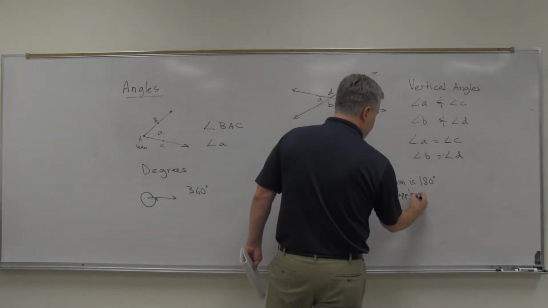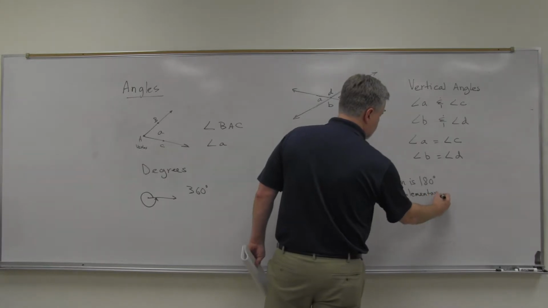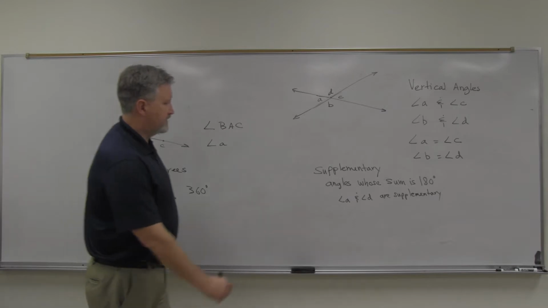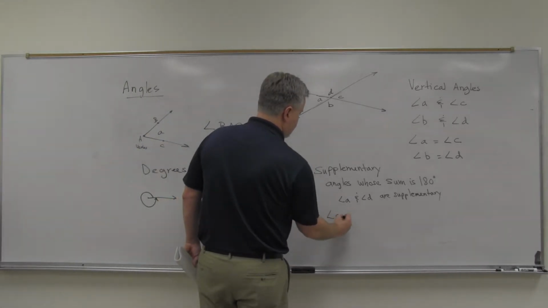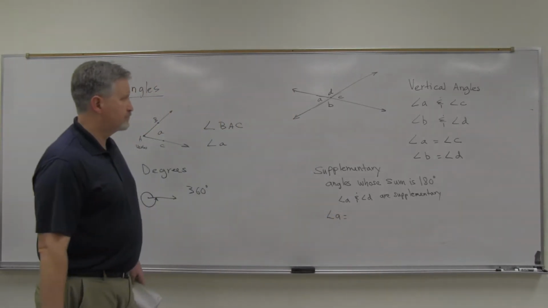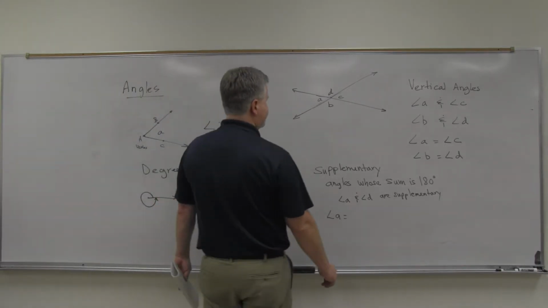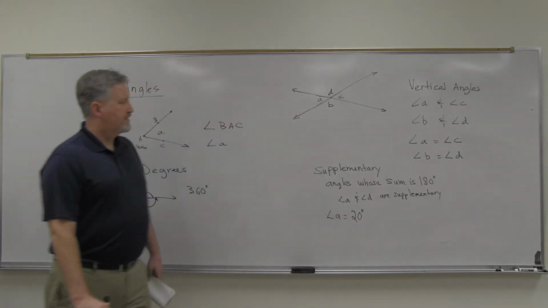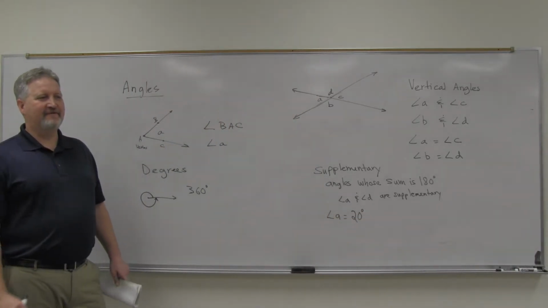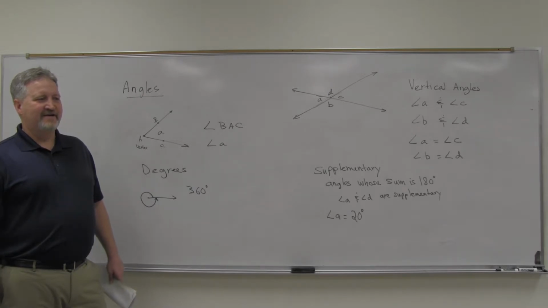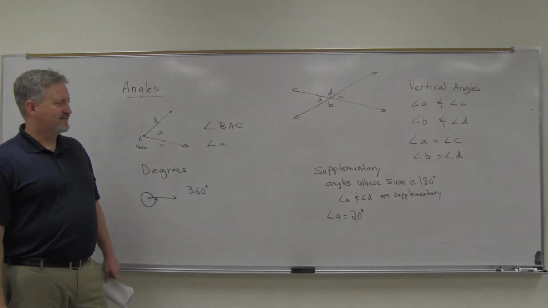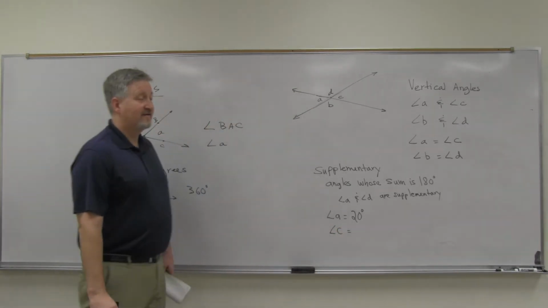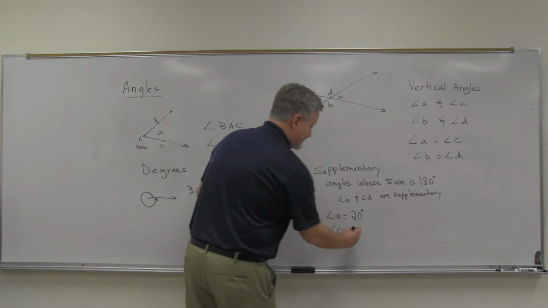Now let's just give them some numbers here. All right, so let's say angle A we're going to say is 20 degrees. Well, from that one given bit of information, we should be able to figure out the rest of them. For example, what's angle C? It would also be 20 because those two are equal.